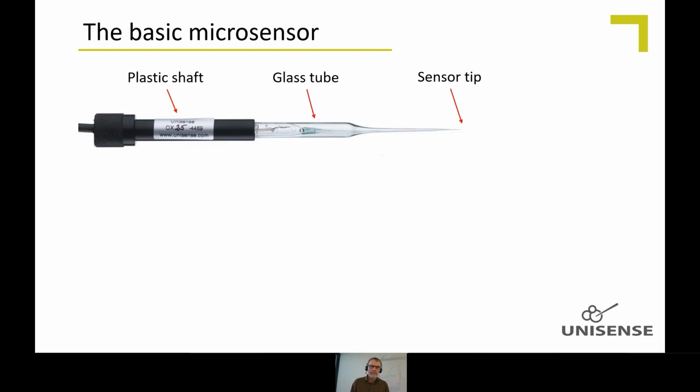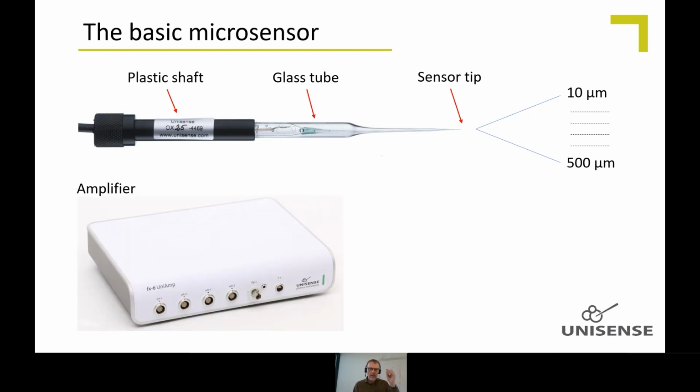So the basic microsensor starts out like this. So it's a plastic shaft, the glass tube, and then here it has been heated and pulled, so it becomes thinner and thinner all the way out to the tip. The tip for standard sensors come between 10 and 500 micrometers. We can go lower and make them down to 3 to 5 for some of the sensors. That's mainly for very special applications.